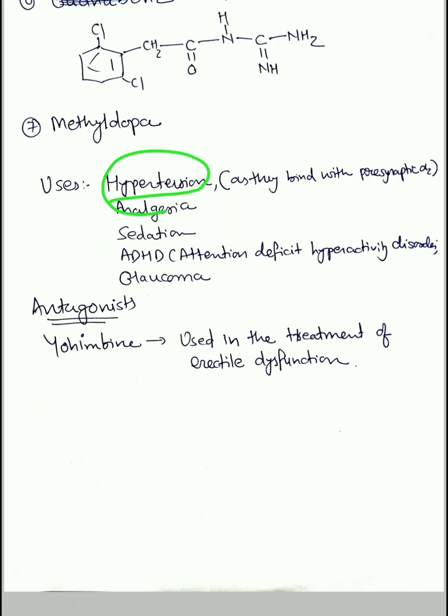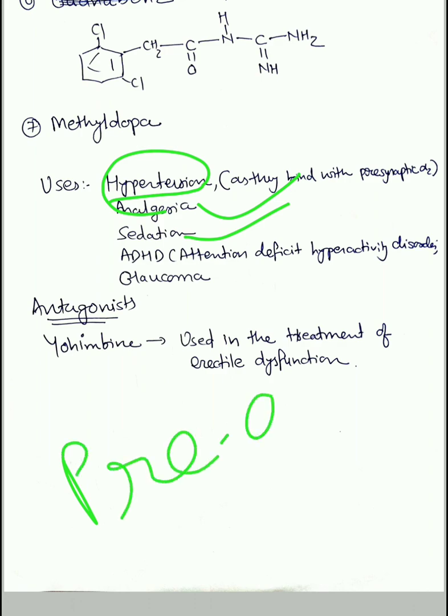Okay, next use is analgesia. As I've explained you that on spinal cord these receptors are present where they produce analgesia, sedation, sleepiness. In CNS, the action is sedation, brain is sedation. So that's why the agonist, alpha-2 agonists are used in sedation. Okay, they are very famous.